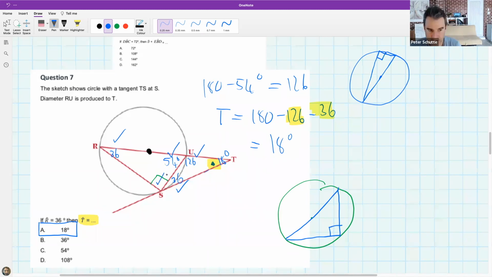Then how did I get 36? Well, in the question, it said R was 36. And then I said, I'm going to use the tan chord theorem, which we were practicing earlier on, which says here's a tangent, here's the chord, and here's the angle in the alternate segment that I make by using the chord as the base. So that's how I knew that these two were 36. And then if I know two angles in a triangle, I can get the 54. So that's how I got the 54. And then angles on a straight line add up to 180, and so that's how I got the 126.